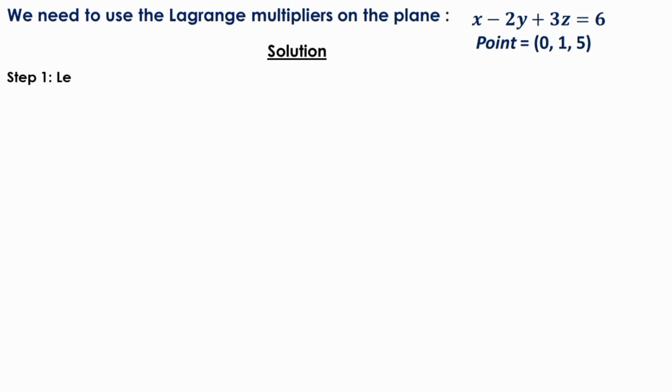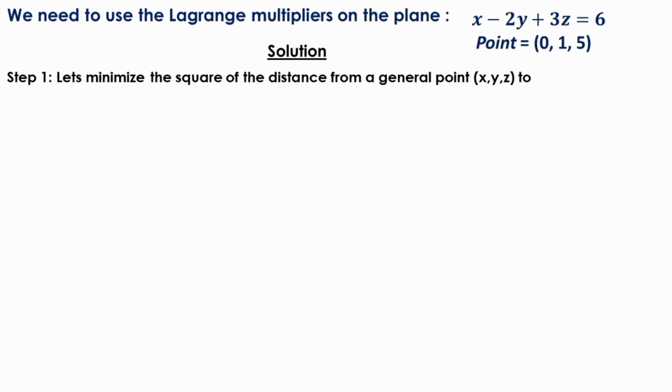The first step we'll be applying, step 1, is to minimize the square of the distance from our general point (x, y, z) to the given point (0, 1, 5). To do this, we create our function f of x, y, z, which is x minus 0, squared, plus y minus 1, squared, plus z minus 5, squared. So that gives us our f function.